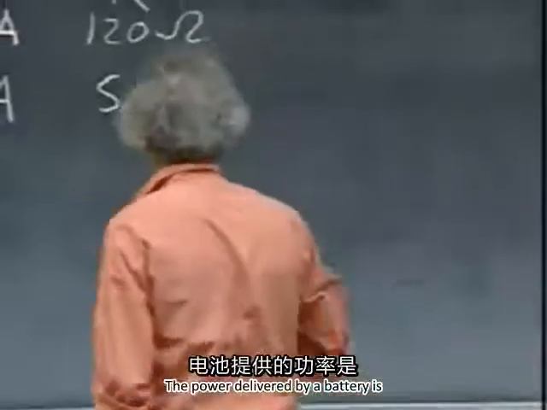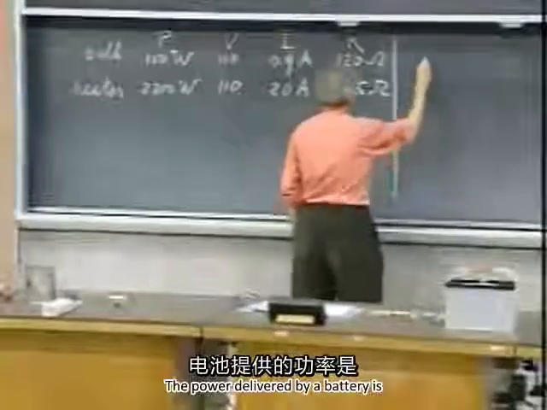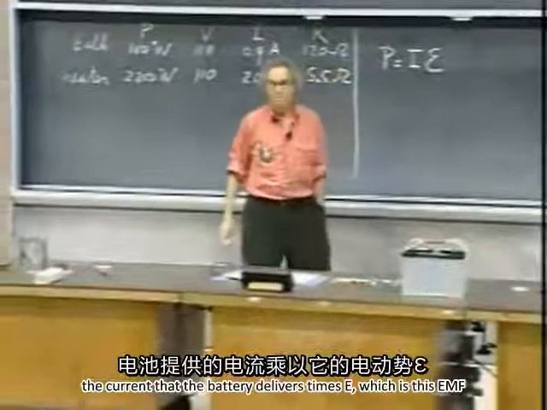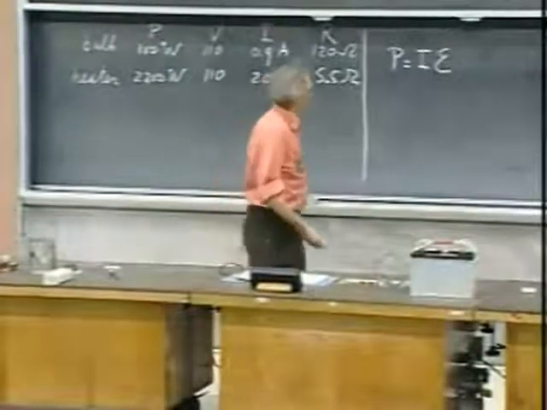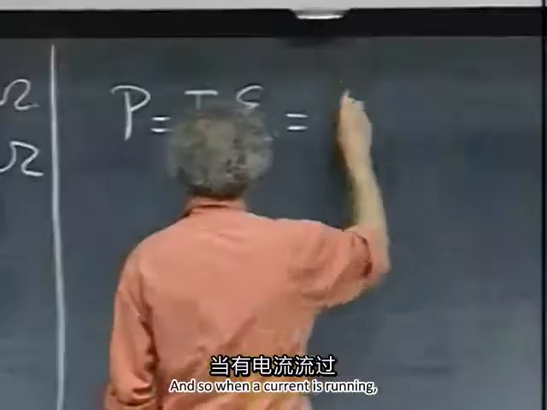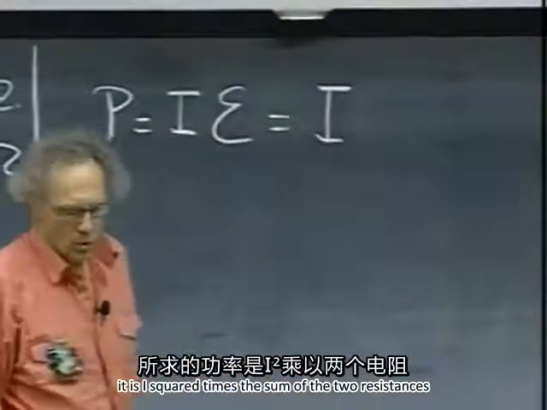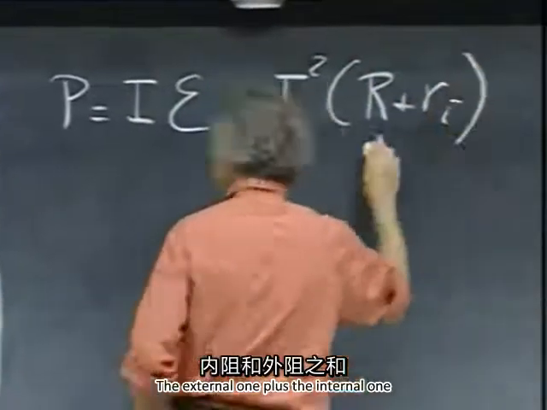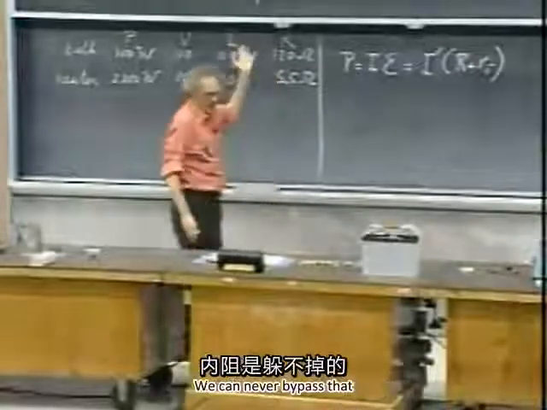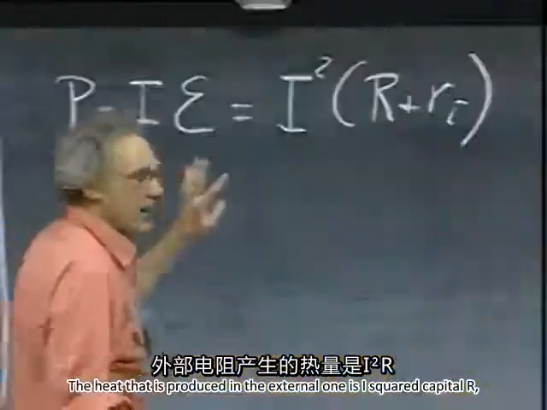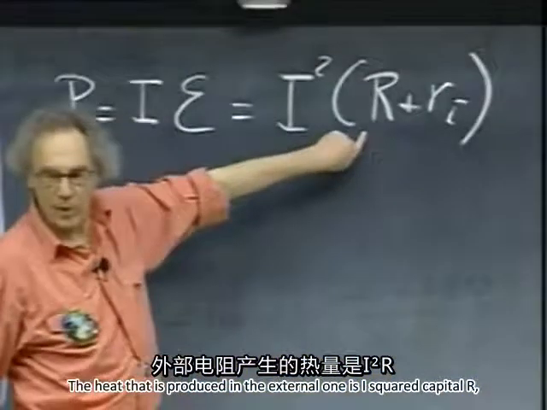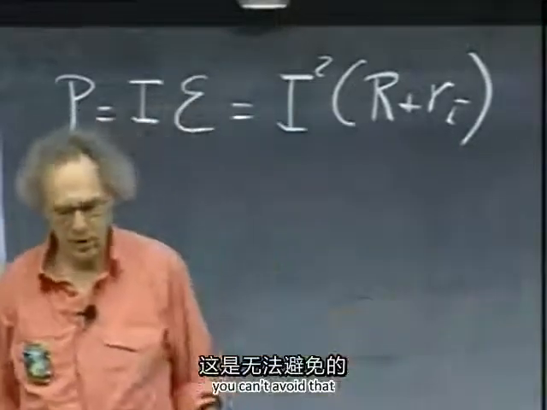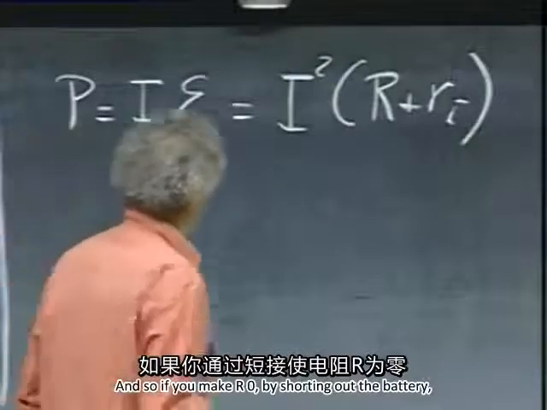The power delivered by a battery is the current that the battery delivers times E, which is this EMF. And so when a current is running, it is I squared times the sum of the two resistances. The external one plus the internal one. You can never bypass that. The heat that is produced in the external one is I square capital R, but the heat that is produced inside the battery is I square little r. You can't avoid that.